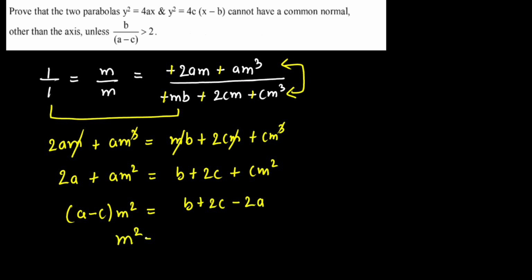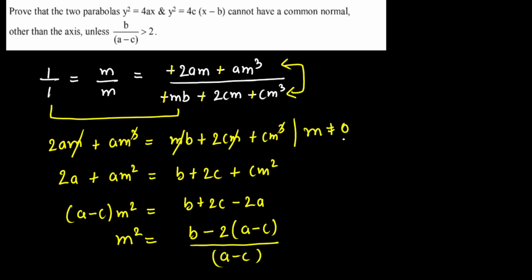So from here, m square is equal to b plus, I can take 2 common, that is 2 times c minus a, or with a negative I can write this as minus 2 times a minus c, and the whole thing is divided by a minus c. Now this is the value of m square. Here we are getting a cubic and we have cancelled m. If I consider m is equal to 0, then the solution is axis. If m is equal to 0, the common normal will be x-axis, and they are saying they cannot have a common normal other than axis. So if m is not equal to 0, I can cancel m here, there's no problem. Let's calculate the value of m.